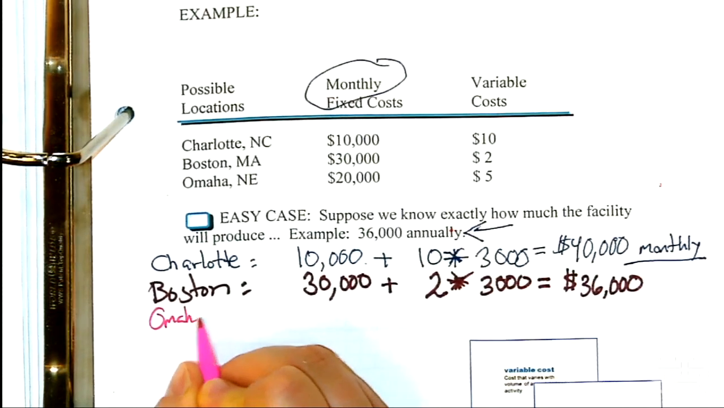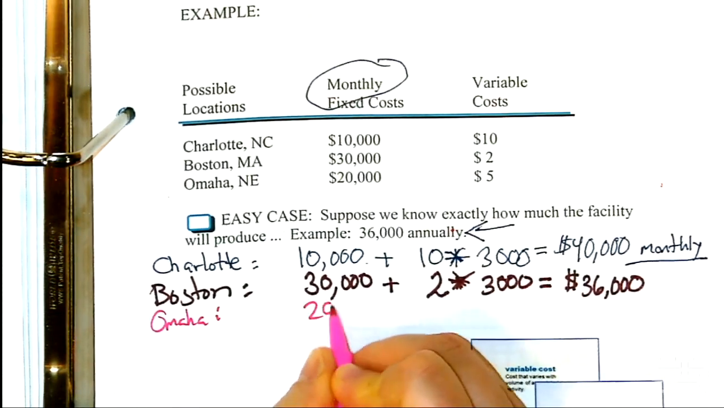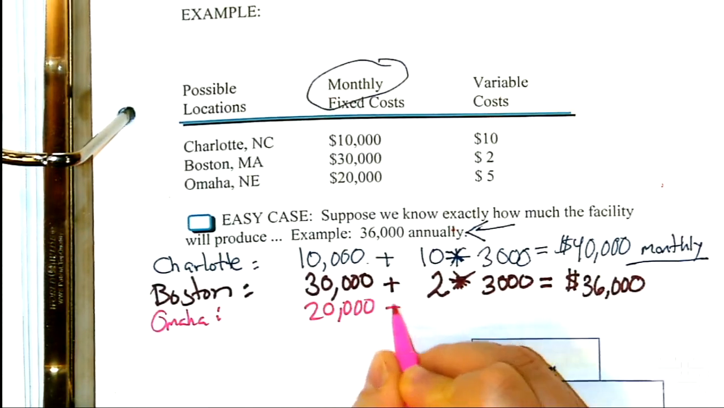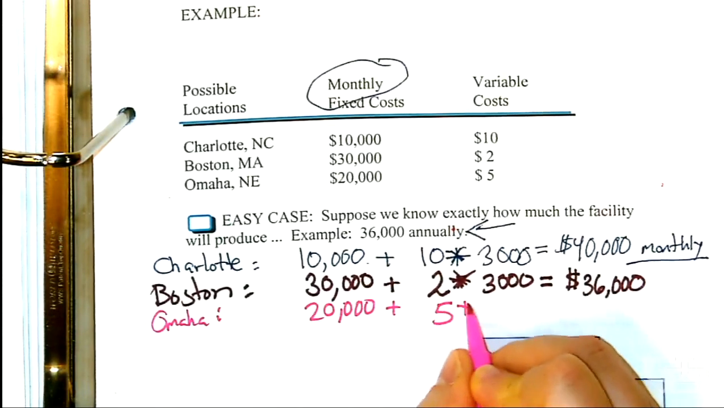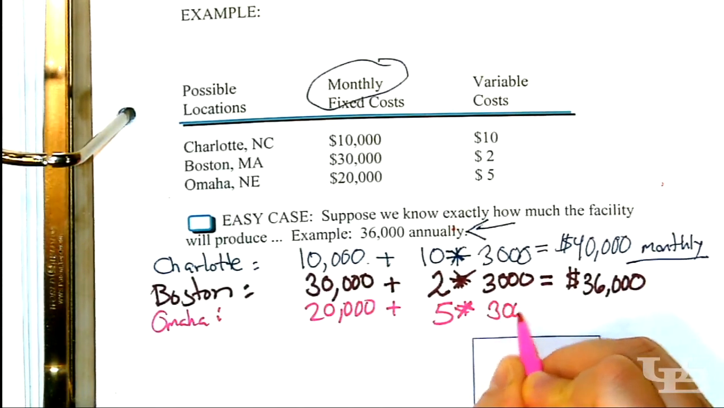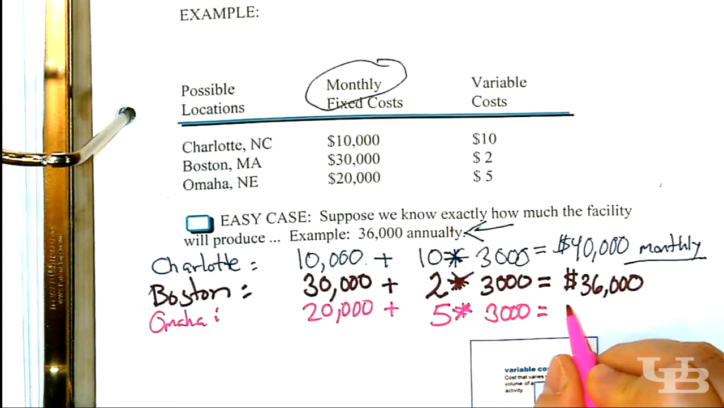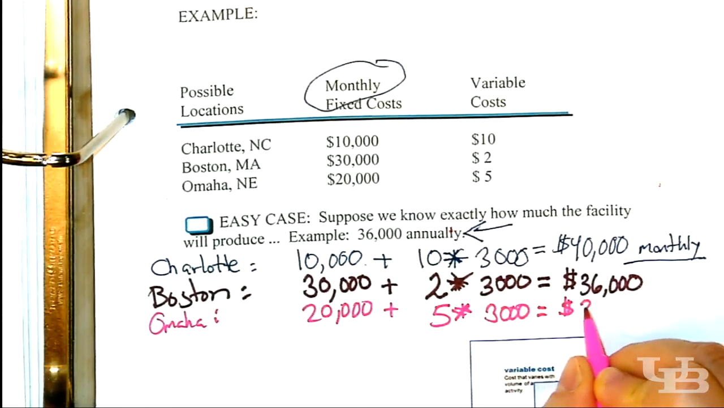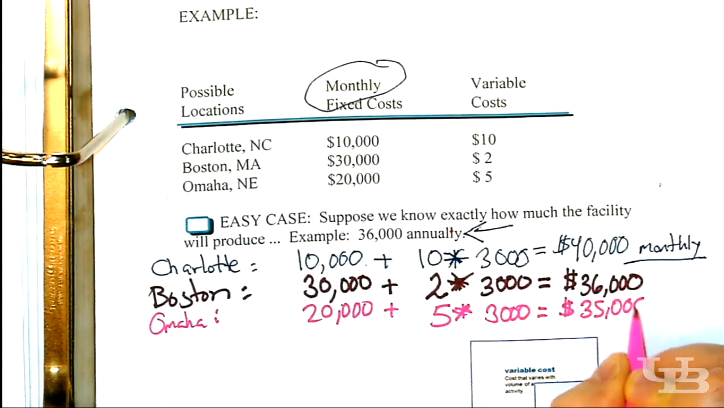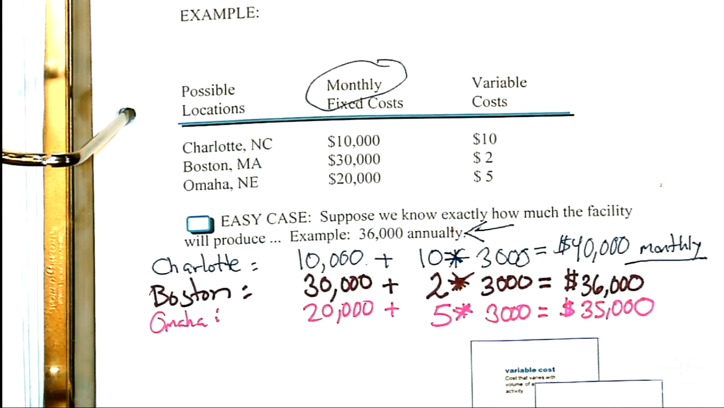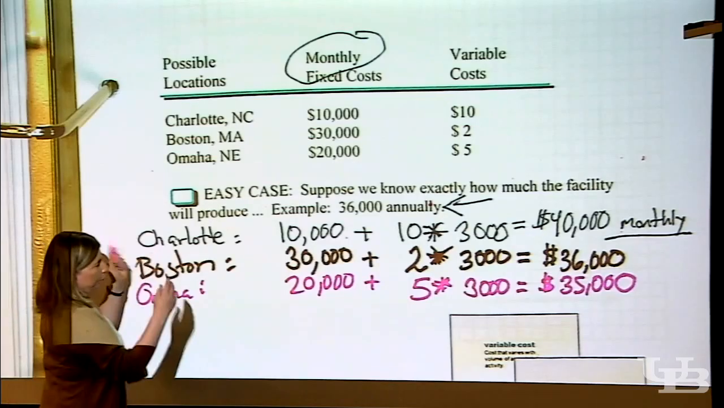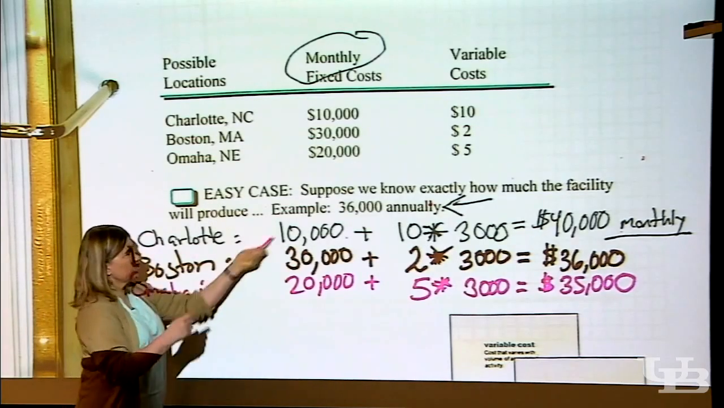Omaha, just test it. 20,000 plus 5 times 3,000 equals, wait a minute. In my notes, I get 35,000. And we have solved this problem. Now, here's all my scratch work. We've solved this problem. What is the answer?